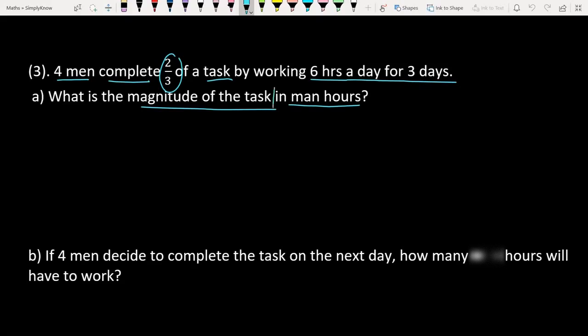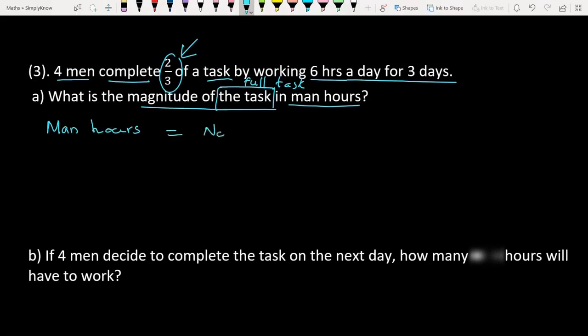Now, "of the task" means they refer to the full task, the whole task. Now, in this question, the information is given for 2/3 of a task. But we need to find the magnitude of the full task. Let's use our equation. Man hours now, right?